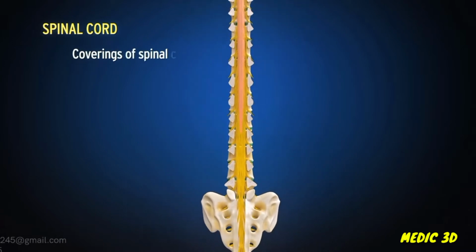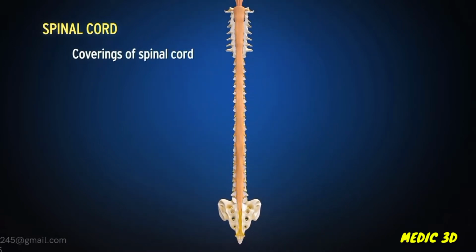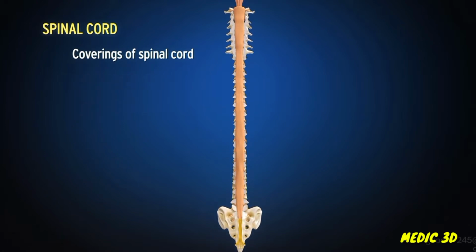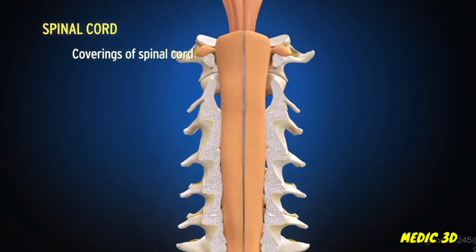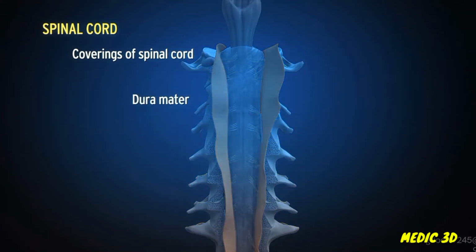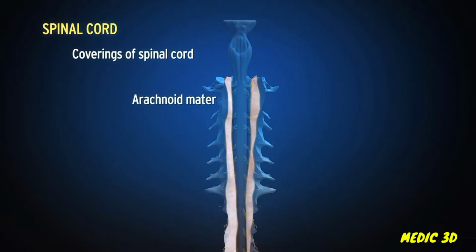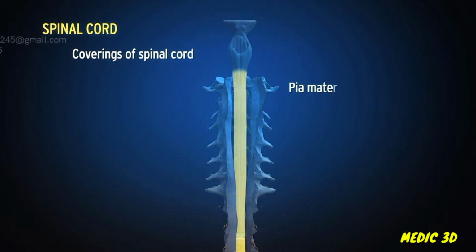Coverings of spinal cord. The spinal cord is surrounded by three membranes known as the spinal meninges. It consists of dura mater, arachnoid mater, and pia mater from outside inwards.